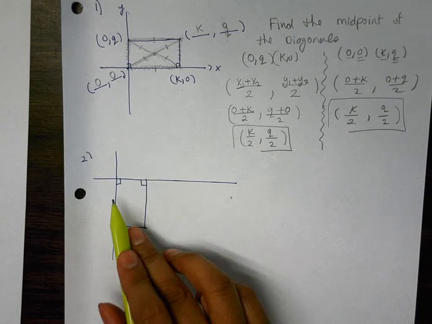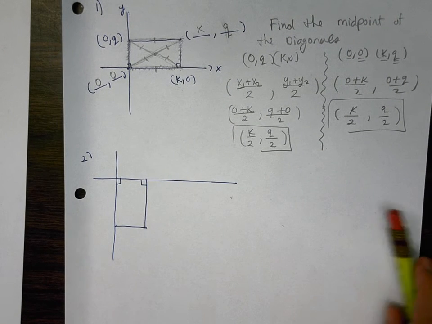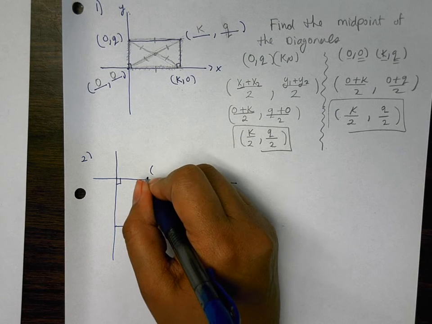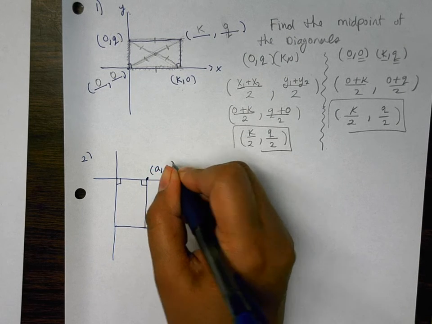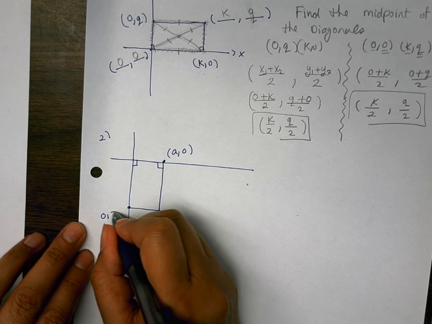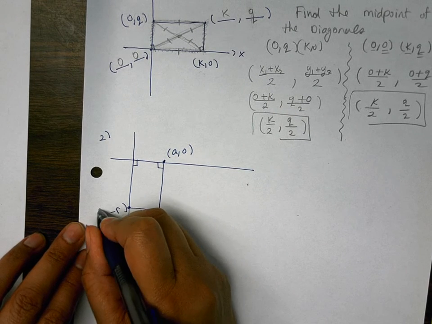Okay? All right. So this one, I'm going to label this point right here A, 0. I'm going to label this point over here 0, negative R.